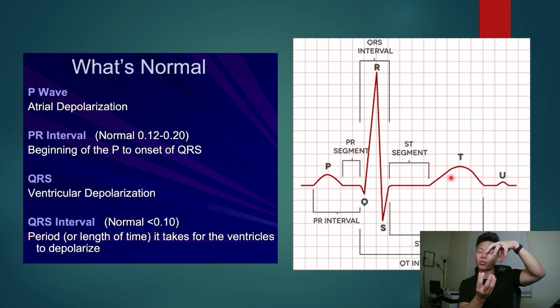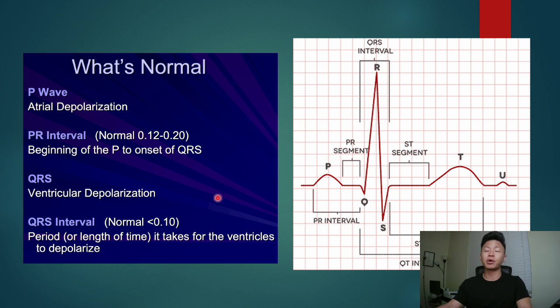Now, you might be wondering where that atrium relaxes. It's going to be hidden in that QRS. So whenever that atrium beats and the ventricle beats, that atrium is relaxing. So you don't really see that on the wave. It's hidden in this. So you're going to take a look at that PQRST wave to see if it's complete.